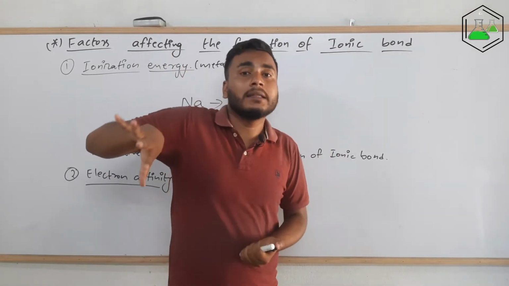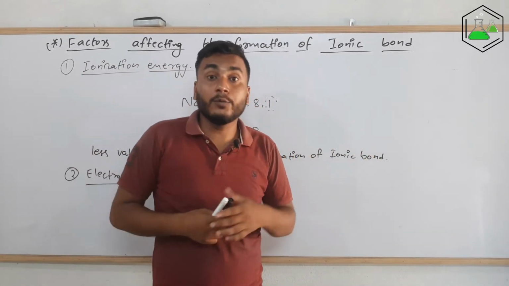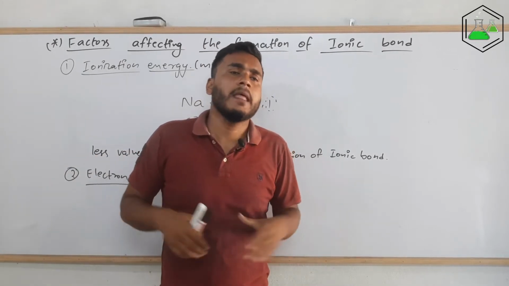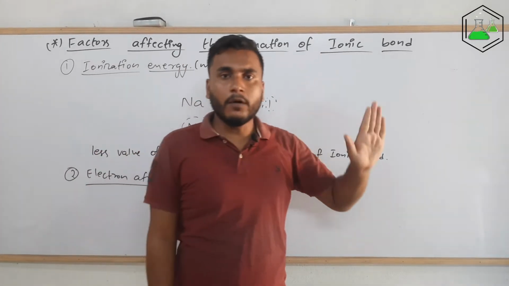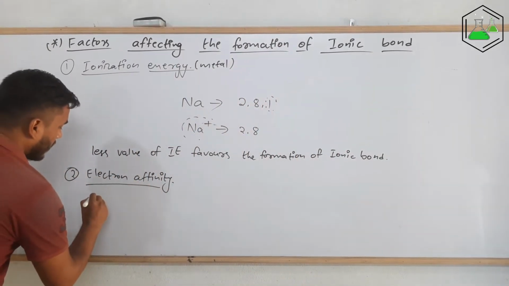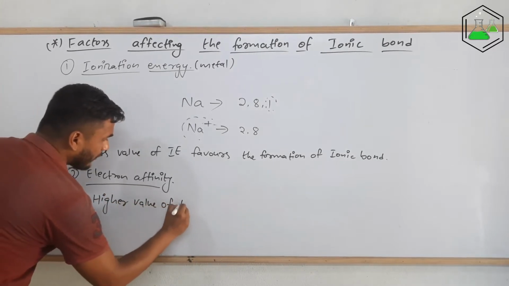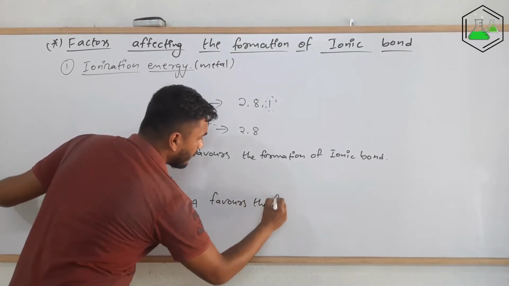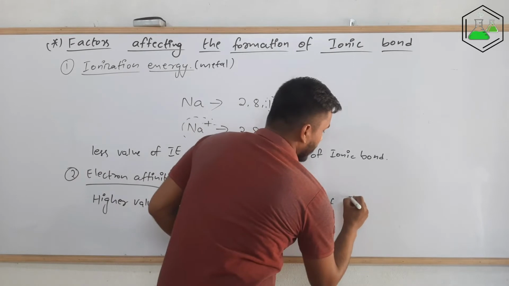If the energy released by the atom while forming the anion is very high, it is losing energy, then it will be more stable. It does not try to contain more energy. They try to lose energy. And if it loses more energy, then obviously the ion will be stable and the bond will form faster, right? So let me write it over here. Higher value of electron affinity favors the formation of ionic bond.